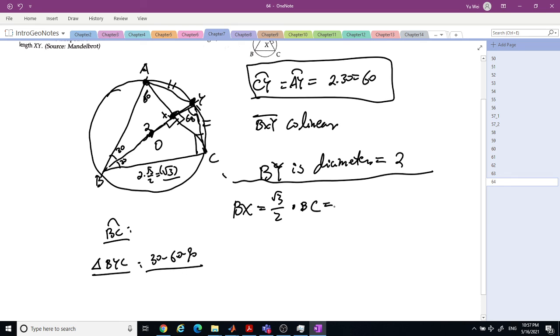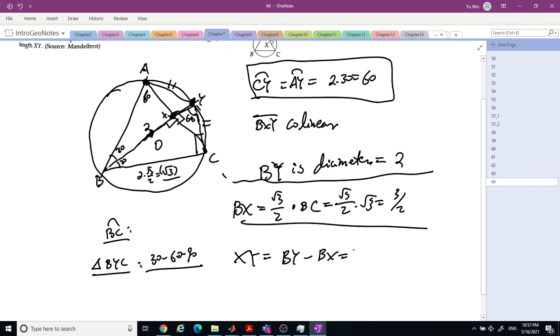So BC is root 3, so BX is root 3 over 2 times root 3, which is 3 over 2. Okay, so we know that XY is equal to BY minus BX, which is 2 minus 3 over 2, which is 1 over 2.